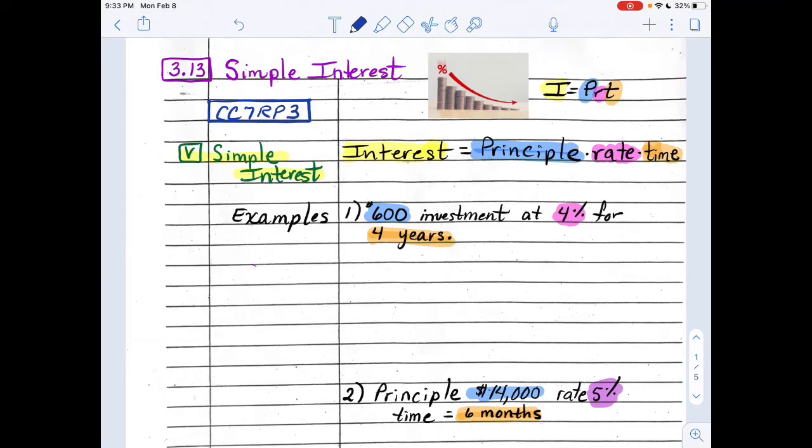Hello, this is lesson 313, simple interest. In summary, simple interest is an amount that is loaned out or invested, and you receive a percent of that in payment for loaning the money, or when you invest, a return on your money. So you're trying to make a little bit of money in the investment. That's your interest. Or if you're borrowing money, it's the amount that you're paying to borrow that money from someone.